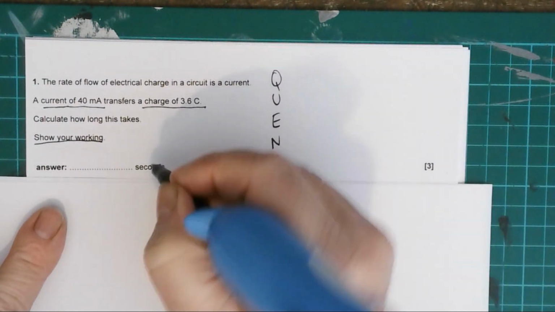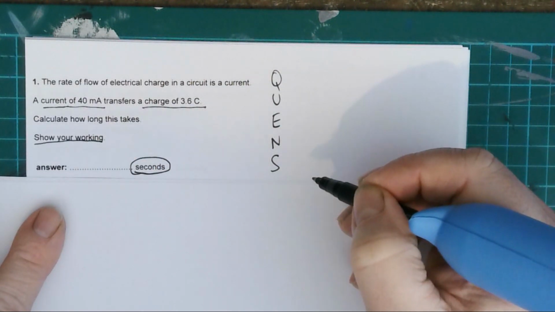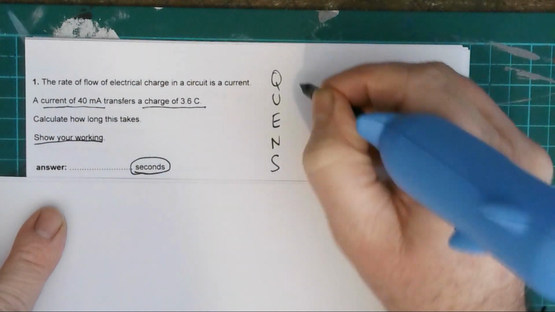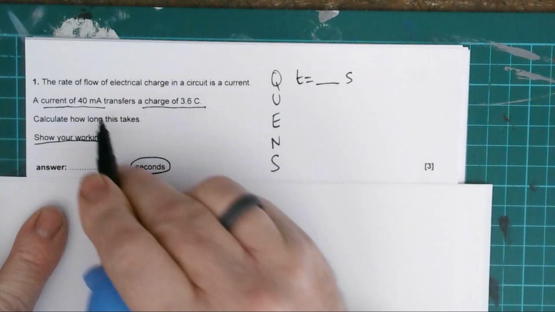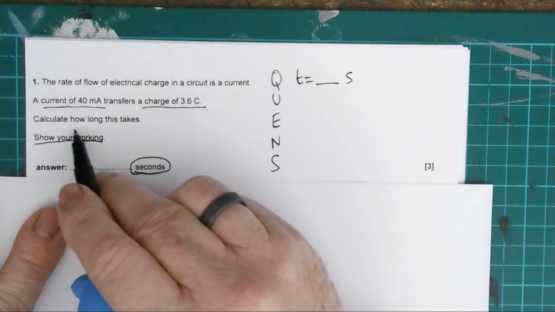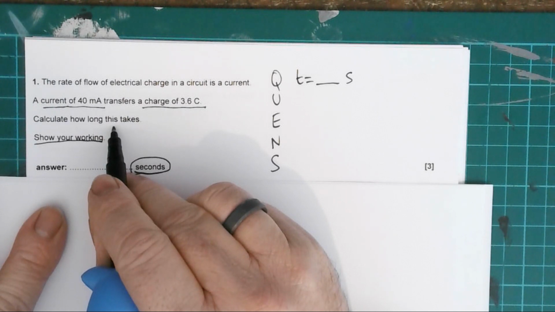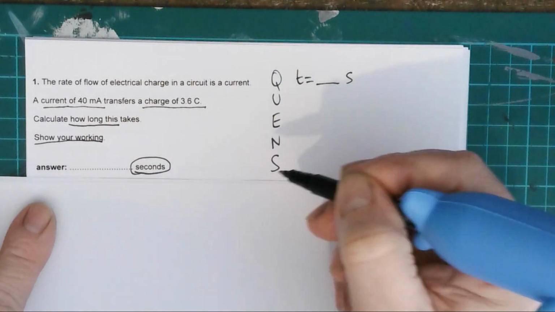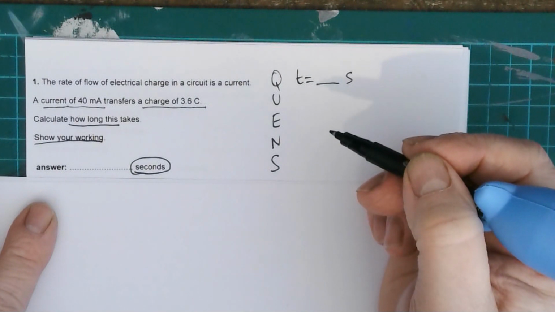So I like to look at the answer line before I do anything. The answer is going to be in seconds, and that's going to be time. Do I know what time is? Does it tell me? No. Calculate how long this takes. That's time, isn't it? That's quite a sneaky quantity. They're talking about how long something takes, and if I quantify that, it's called time.